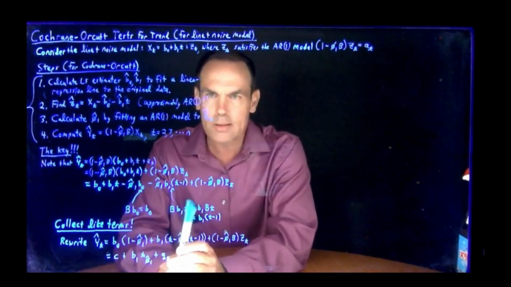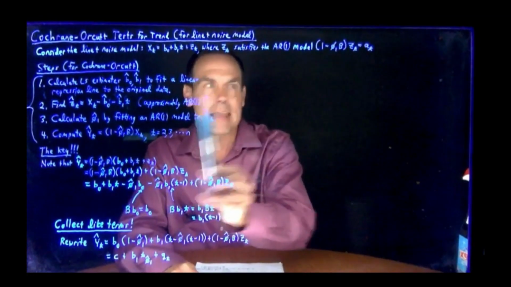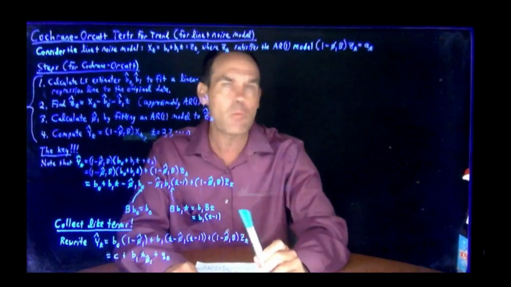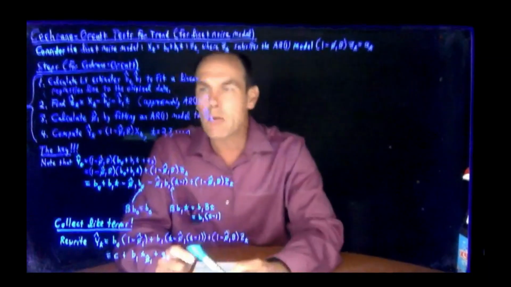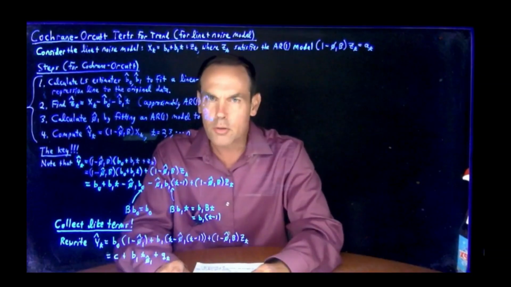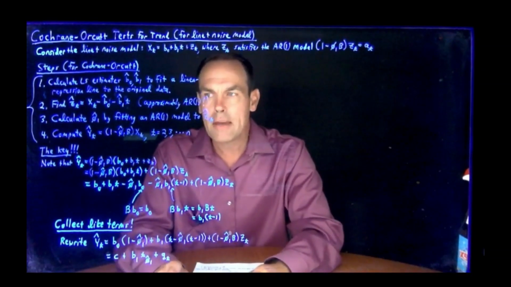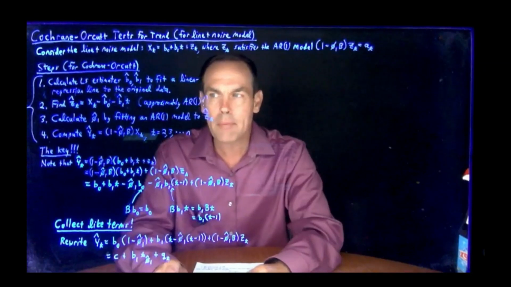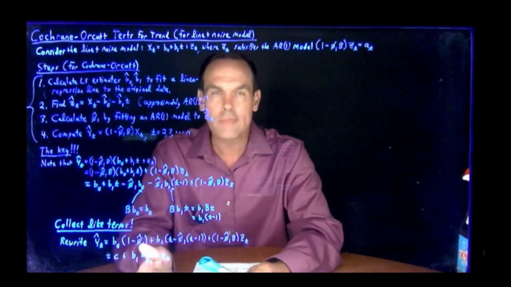What will that do for us? That will allow us to get an estimate for this phi 1. So we now have phi hat 1 because we have fit an AR1 model to the residuals. And then at this point, step 4, the last step, we will compute this new variable.